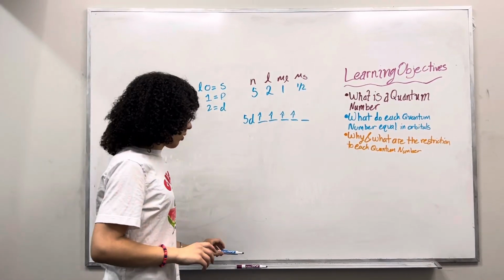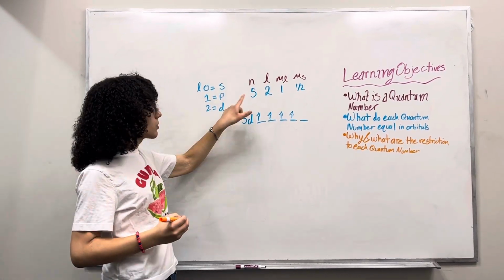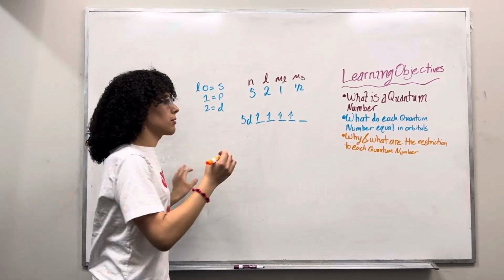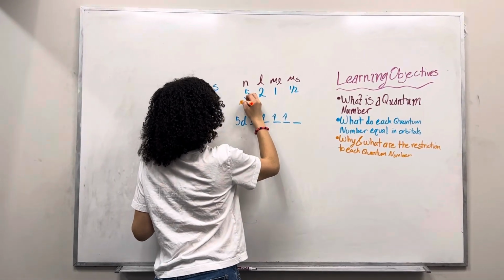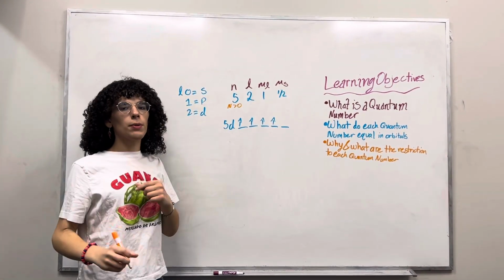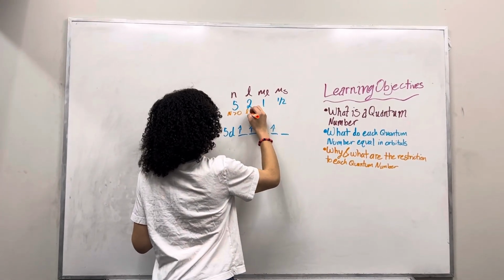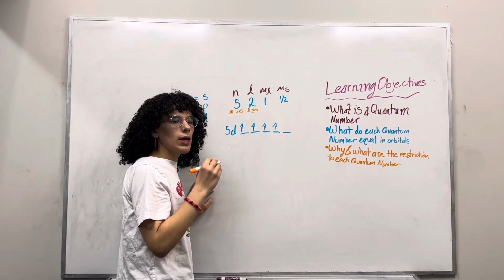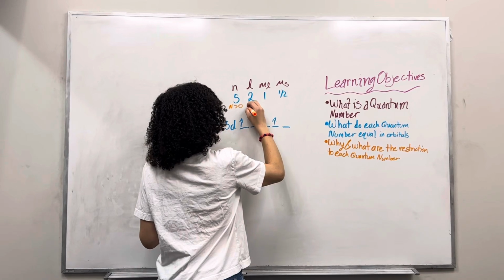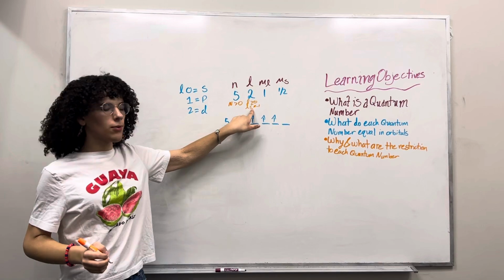Finally, why and what are the restrictions to a quantum number? So we're starting with n. n can only be a whole number greater than 0. Next, l can be a whole number greater than or equal to 0, but also it has to be less than or equal to n minus 1. So that's the bounds for l.